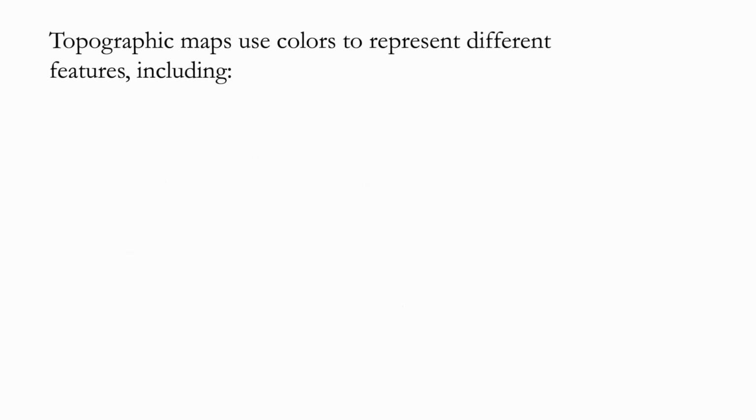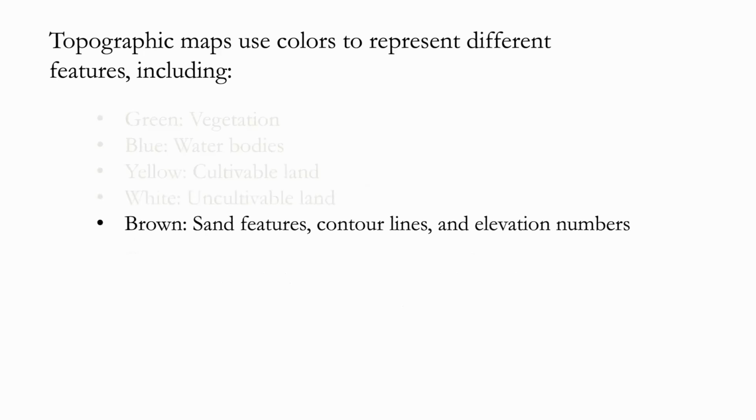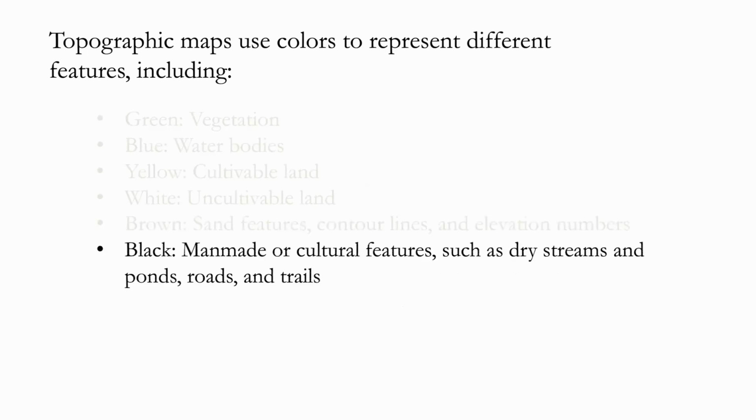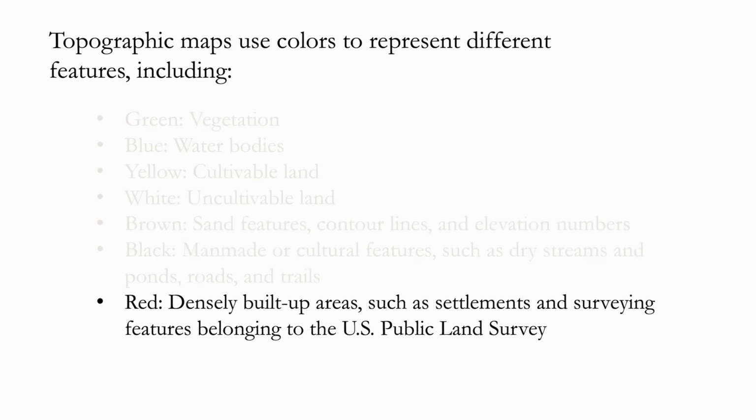Now, another thing that's important is that topographical maps use colors to represent different features. So you'll see green is vegetation, blue are water bodies, pretty obvious. Yellow is cultivable land, white is uncultivable land, brown are sand features, contour lines, and elevation numbers. So everything else is in brown. And black is dry streams, ponds, roads, trails, man-made cultural features. And red is densely built-up areas, settlements and surveying features.